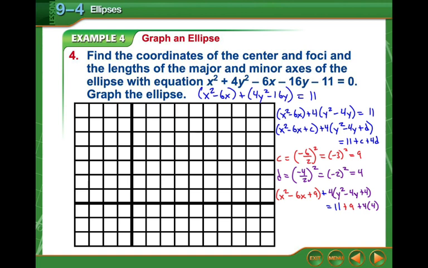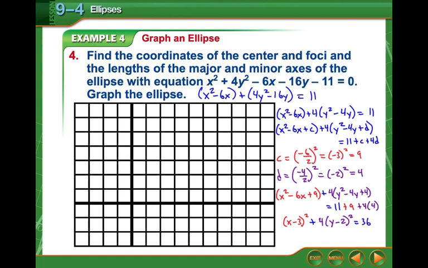Each of these large parentheses on the left side of our equal sign are perfect square trinomials. So that means we have x minus 3 squared plus 4 times y minus 2 squared. And all of this is going to be equal to everything on the right side here. So 4 times 4 is 16, 11 plus 9 is 20, 20 plus 16 is 36.